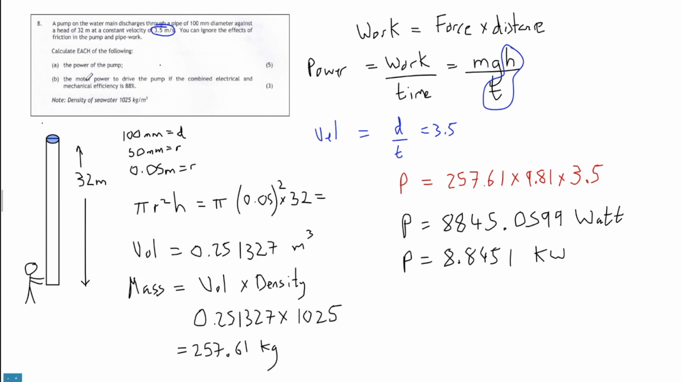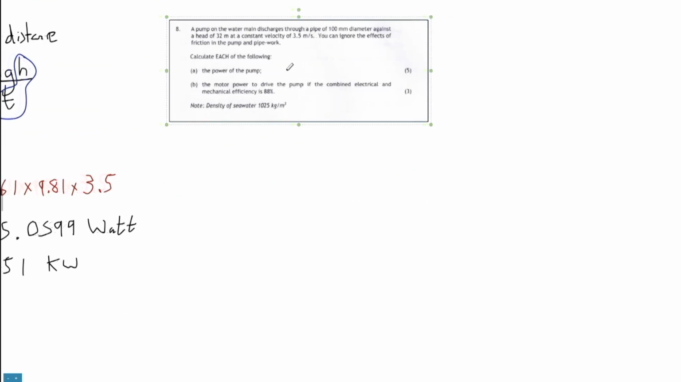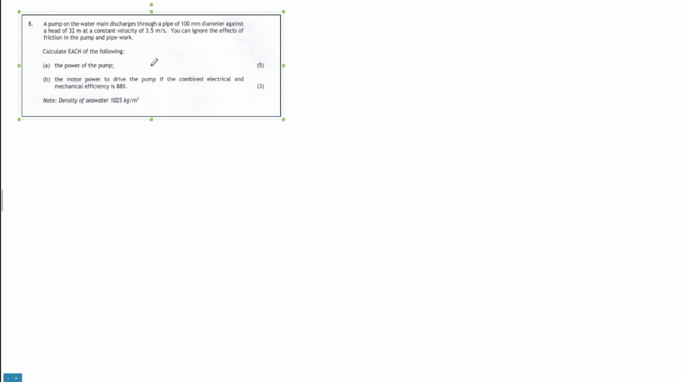Part B says the motor to drive the pump, if the combined electrical and mechanical efficiency is 88%. I might have to do it off to the side and make some more space. Let's have a look. We're going to look at efficiency. What is efficiency? It's quite a simple calculation, really. Let me drag it off to the side. All right, so we're going to look at part B.